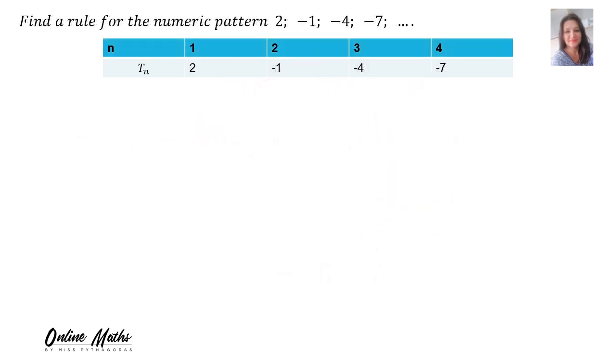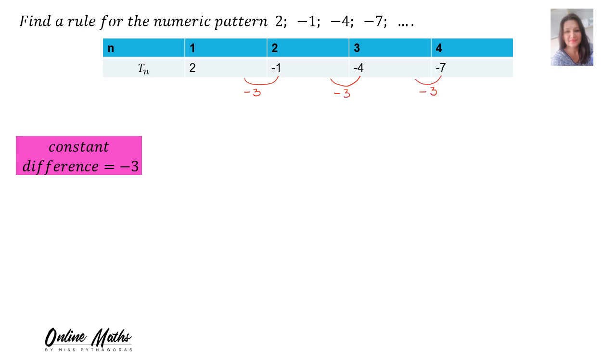Find a rule for the numeric pattern 2, -1, -4, -7. So now the first thing you have to do is you have to find the constant difference. And for this sequence, the constant difference is -3. To get from 2 to -1, you subtract 3. To get from -1 to -4, subtract 3. To get from -4 to -7, subtract 3. So the constant difference is -3.